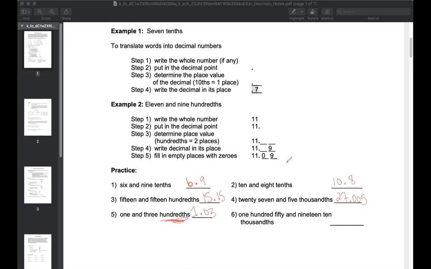Okay. And then the last one, 150 and 19/10,000. Okay, so it'll be 150.019. Uh-huh. No, wait, 0019. 150.0019. Because that 9 needs to be in the 10,000ths place, which is the 4th decimal place. 4th decimal place.